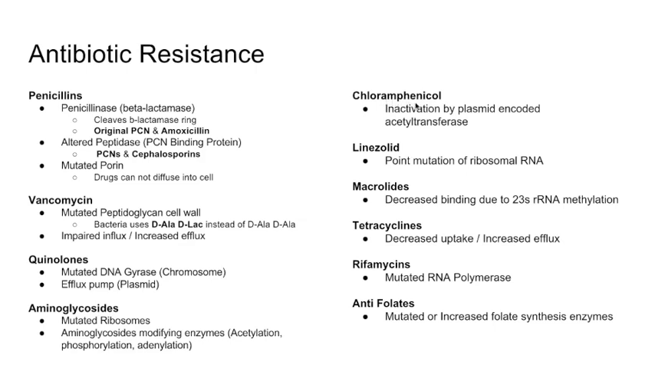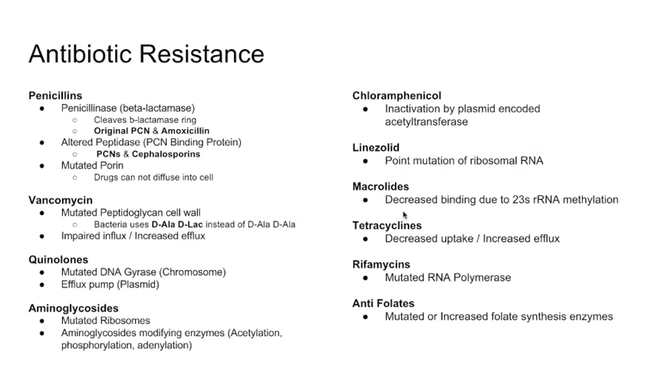Chloramphenicol inhibits the 50S ribosome, but this one is sort of non-specific, so unfortunately you have to memorize it. It's inactivated by a plasmid-coded acetyltransferase. Linezolid inhibits the 50S ribosome, and its resistance is a point mutation of the ribosomal RNA.